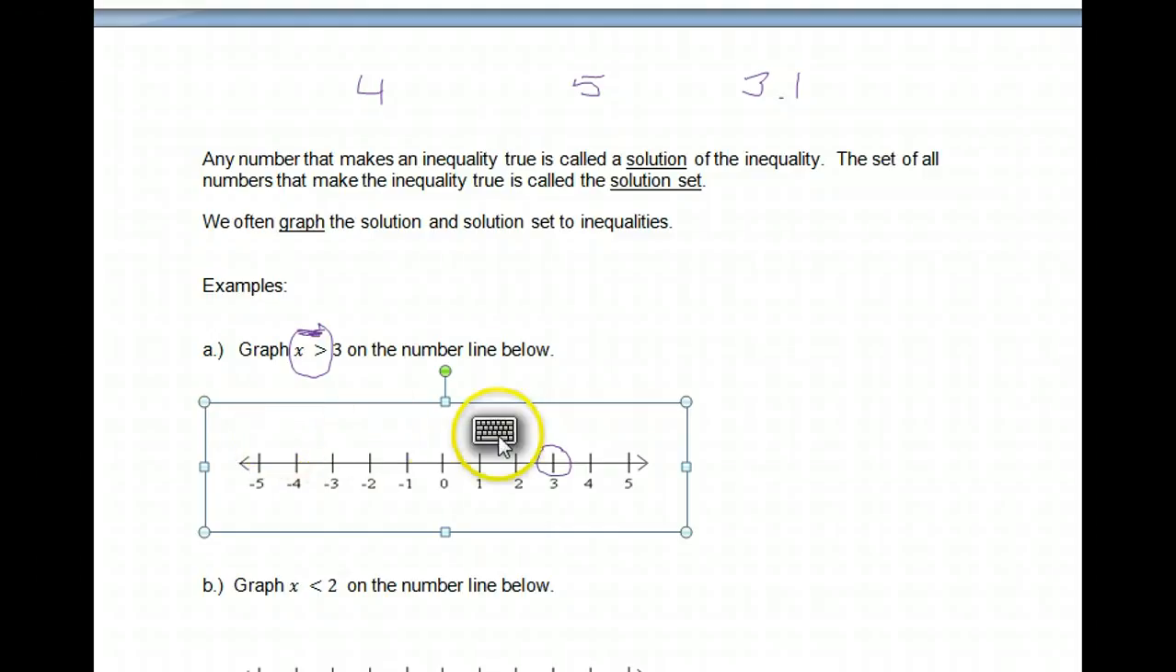Is it on the left of 3 or is it on the right of 3? It should be clear that the numbers to the right of 3 are greater than it. So you would shade that graph to the right of your open circle so that you can see that we're looking for the numbers that are greater than 3.